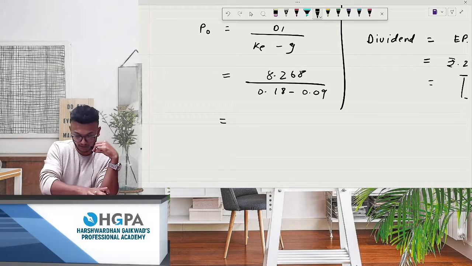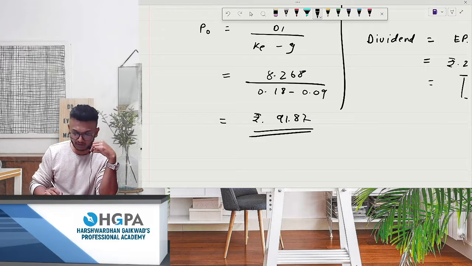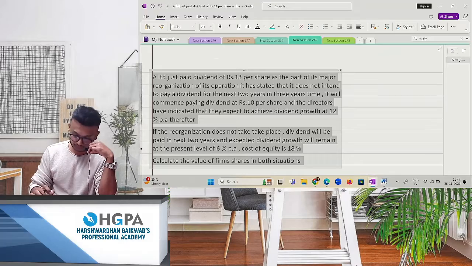8.268 divided by 0.09, how much is it? 91.87 approx. Are you understanding this? So this is your price of share. Okay, this was this sum.